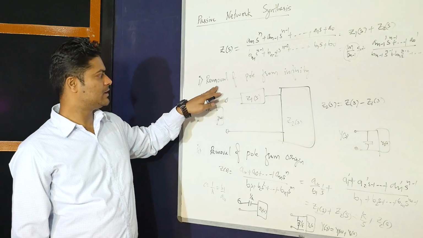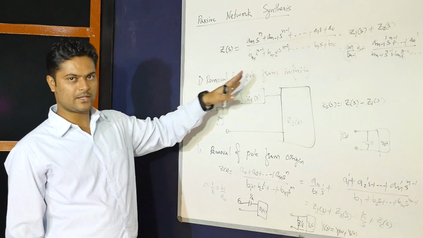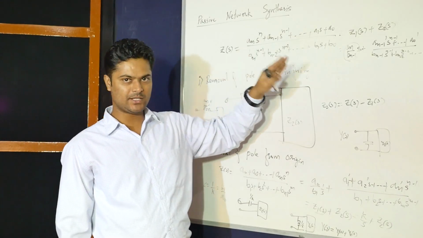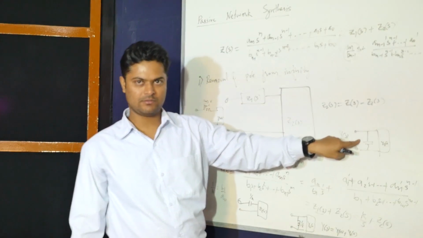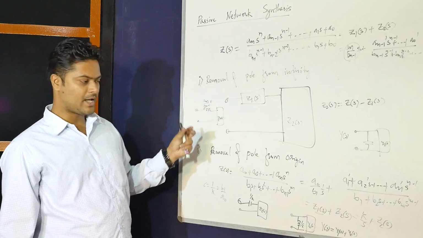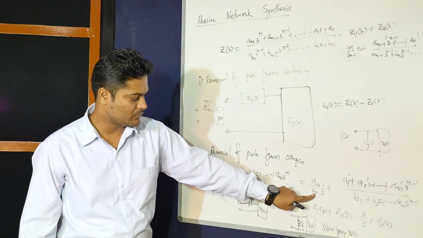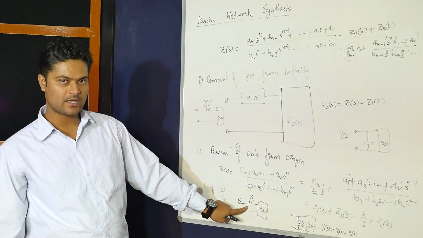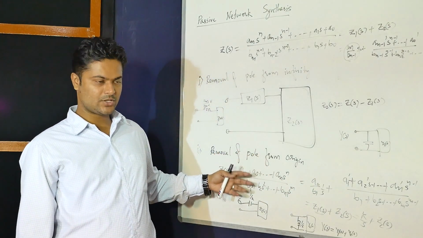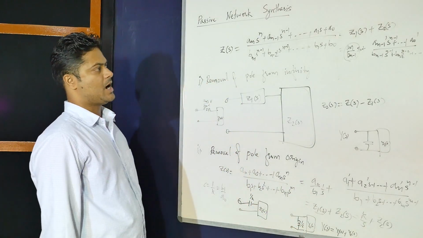What we understood from this: removal of a pole from infinity means the inductor is in series with the other functions. If it was the admittance function, then its capacitor is in shunt with respect to the other elements. And removal of a pole from origin means we have to remove a capacitor from the series. If it was an admittance function, then it is an inductor in parallel with the reciprocal element. These are the two.